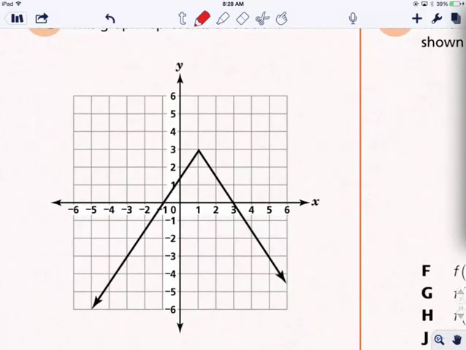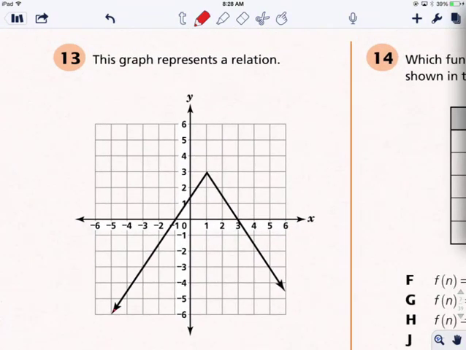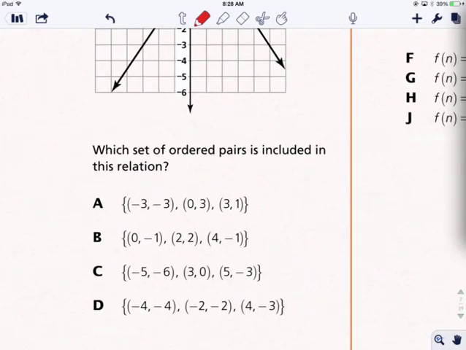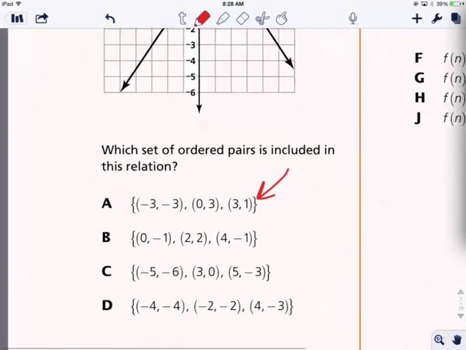Number 13, we are given a graph of a relation. So this is the graph right here. And then we are asked which of these sets of ordered pairs is included in the relation. Now this is a really easy problem to answer. All you really need to do is plot each of the points in A and check to see if those points lie on the graph. And then do the same thing for B, C, and D.